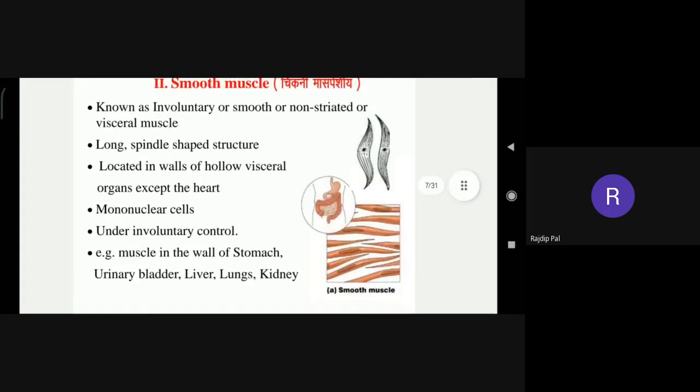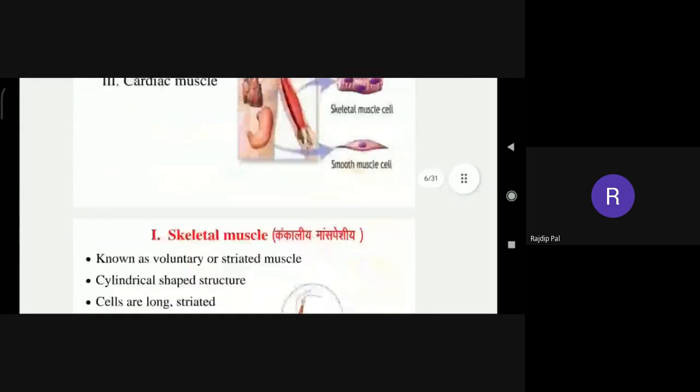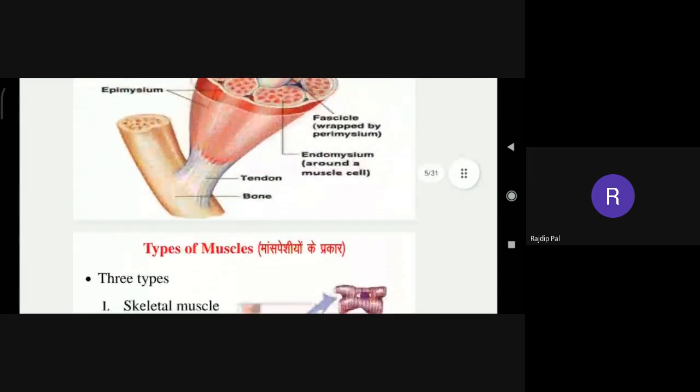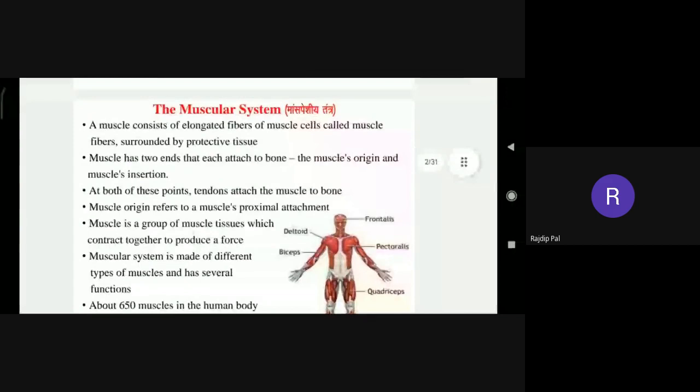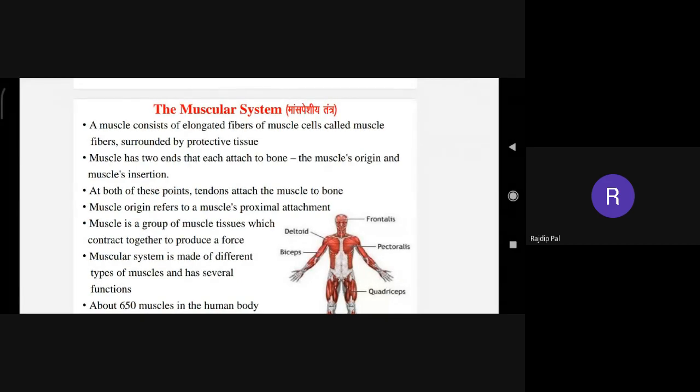So one end is origin and another end is insertion point of muscle. At both of these points, tendons attach the muscle to bone, obviously. Muscle origin refers to muscle's proximal attachment. Means where the muscle is originating, the first point of muscle.